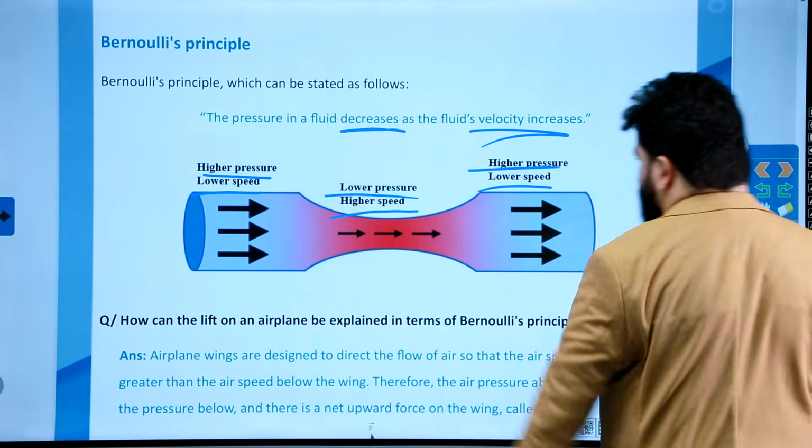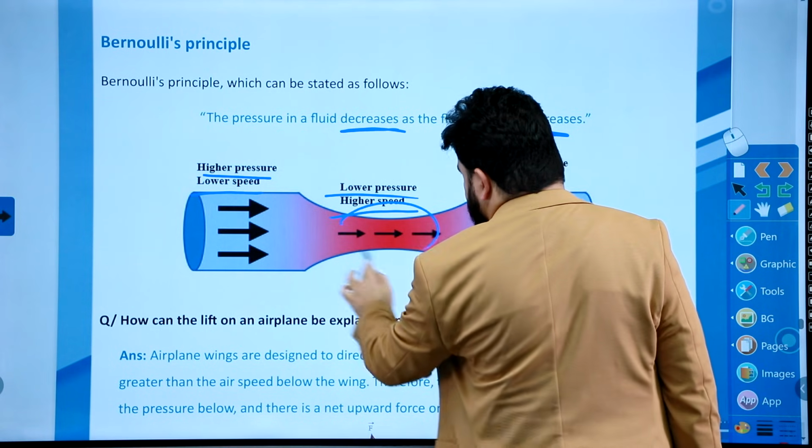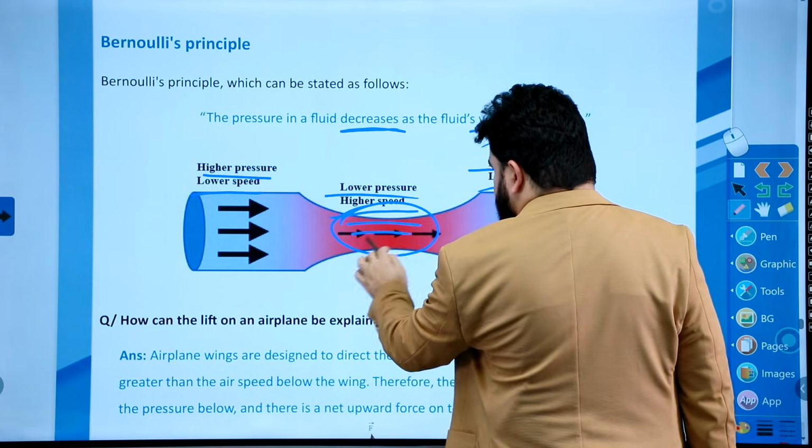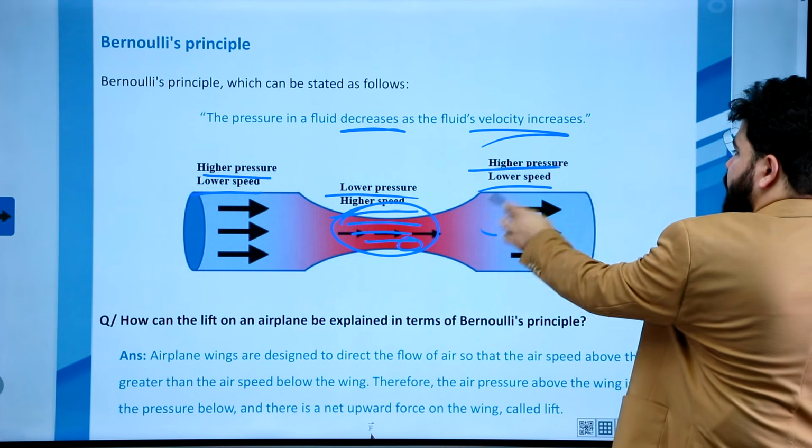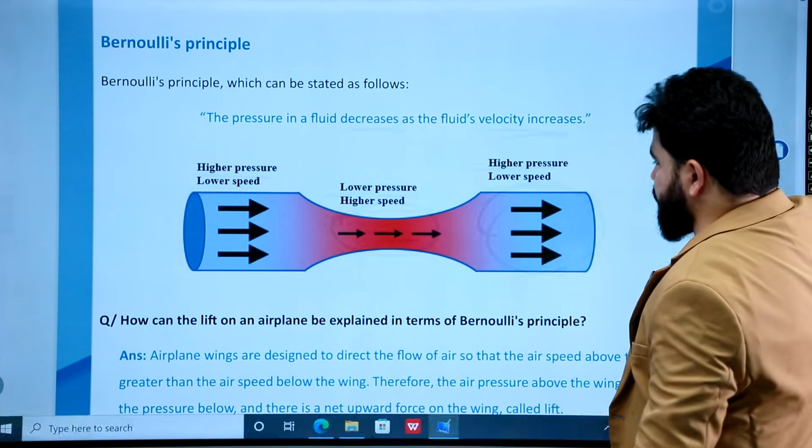High pressure means low speed. Here, as you can see, the speed is going to increase, and it's going to have less pressure. Here is going to have high pressure because the speed is really low.